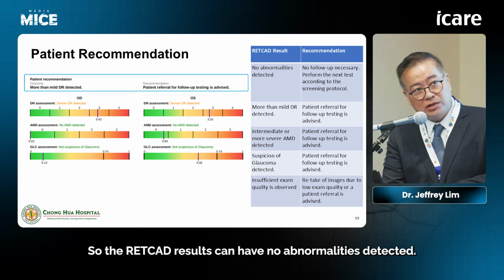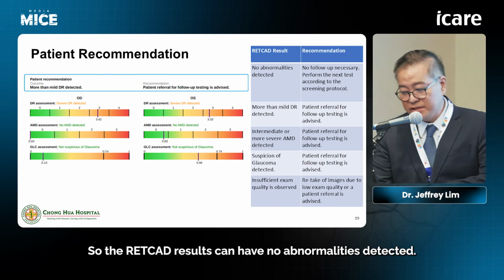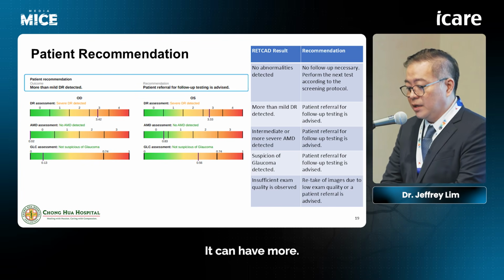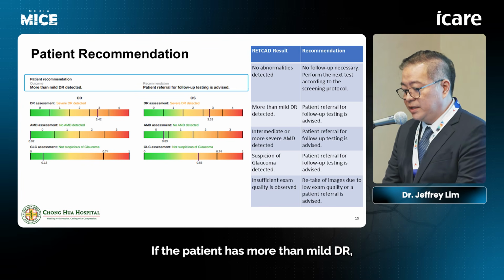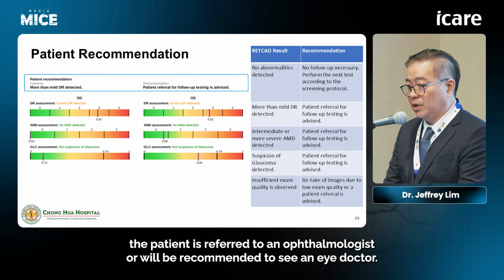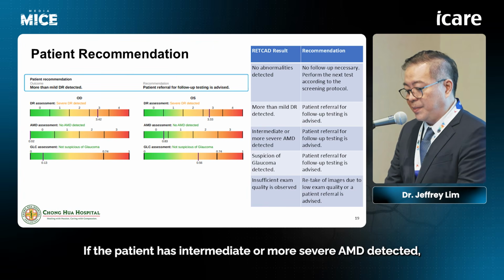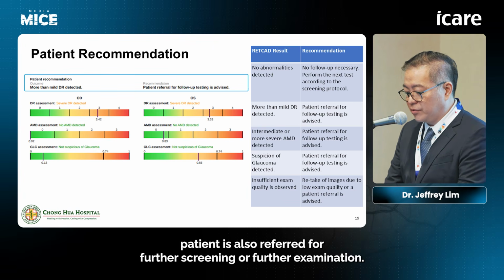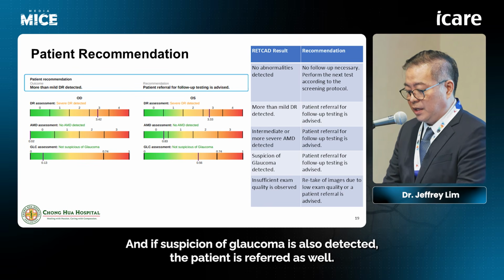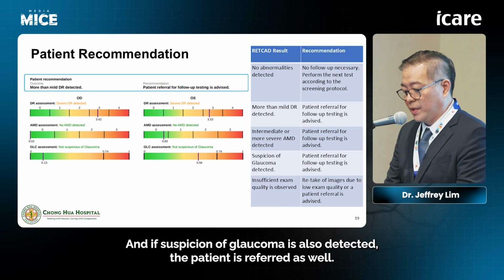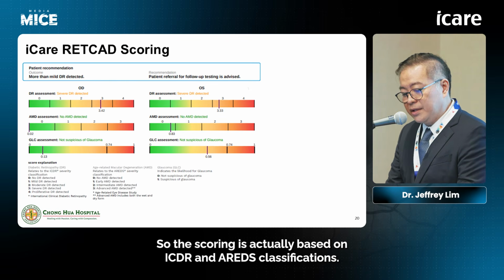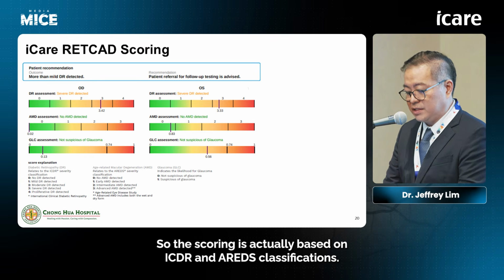So the RETCAD results can have no abnormalities detected. It can have more. If the patient has more than mild DR, the patient is referred to an ophthalmologist or will be recommended to see an eye doctor. If the patient has intermediate or more severe AMD detected, patient is also referred for further screening or further examination. And if suspicion of glaucoma is also detected, the patient is referred as well. So the scoring is actually based on ICDR and AREDS classifications.